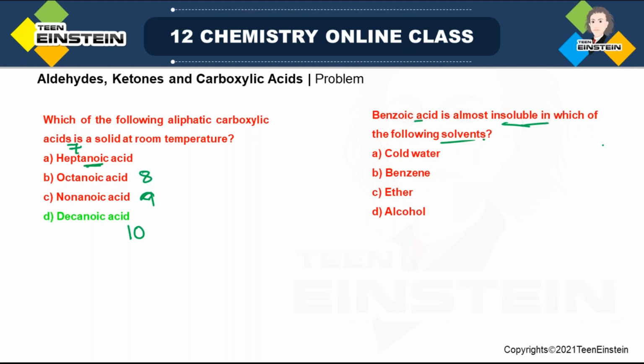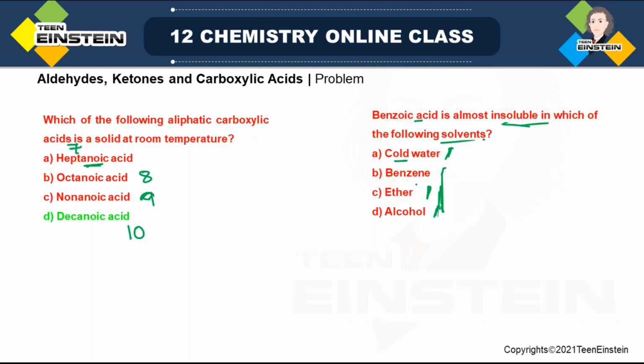So what are the solvents we have taken? Cold water, then we have taken benzene, ether and alcohol. Now benzene, ether, alcohol, compared to water, obviously their organic character is more. Water is more polar in nature. Compared to water, these three will have less polarity. Now in the table in the previous slide you have already seen that only 0.29 gram maximum solubility is possible in 100 gram. And here it is even mentioned cold water.